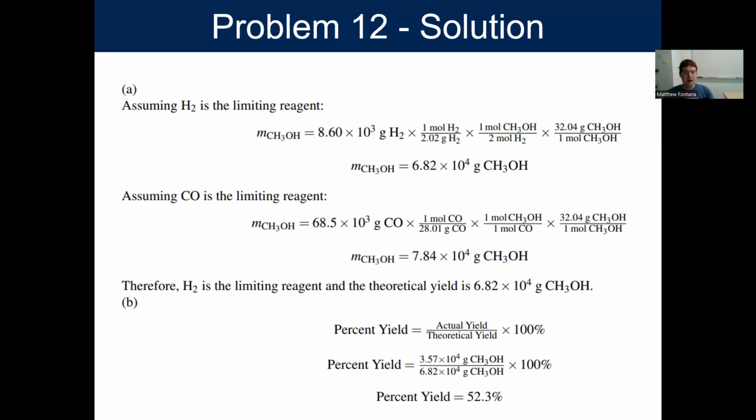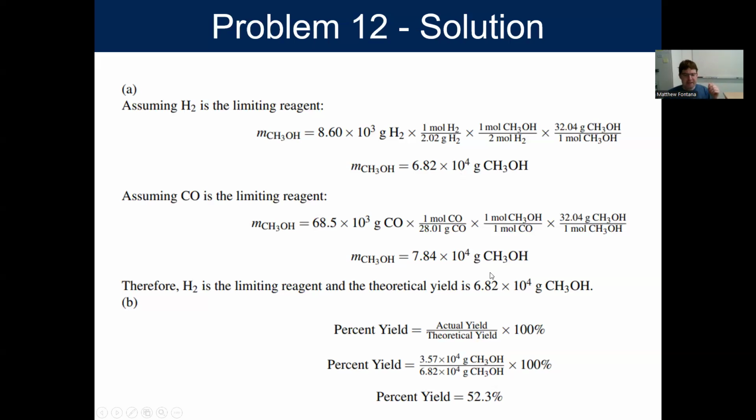Okay. All right, so that's the first part. And that's actually the harder of the two questions that we're going to be doing. So what we can see now is if we assume H2 is the limiting reagent, we're going to be able to make 6.82 times 10 to the 4 grams of methanol. If we assume carbon monoxide is the limiting reagent, we are going to make a little bit more, which is 7.84 times 10 to the 4 grams of methanol.